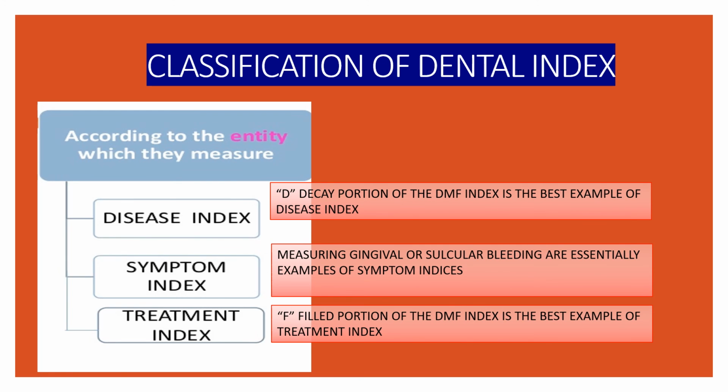Now, according to the entity which they measure: disease index, symptom index, treatment index. Disease index: the decay portion of the DMF index is the best example of a disease index. So if it is the DMF index, you can tell about the decay portion, that is a disease. What is a symptom? Bleeding is just a symptom, whether it's periodontal disease or gingivitis. You can only tell by certain signs, so these are just the symptoms. Measuring gingival or sulcular bleeding is a simple example of a symptom index.